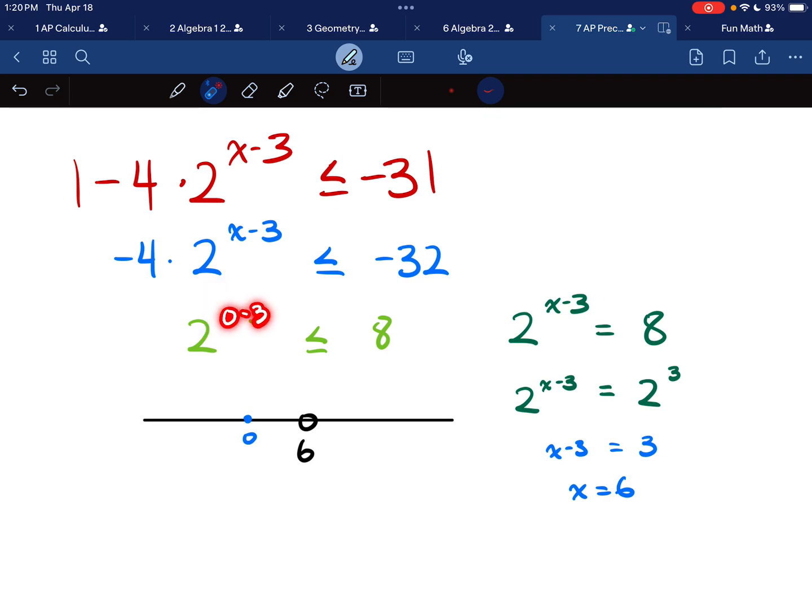So what do I have? I'm going to have 0 minus 3. When I have 0 minus 3, it's going to be 2 to the power of negative 3. That is going to be 1 over 2 to the power of positive 3, which is equal to 1 over 8.